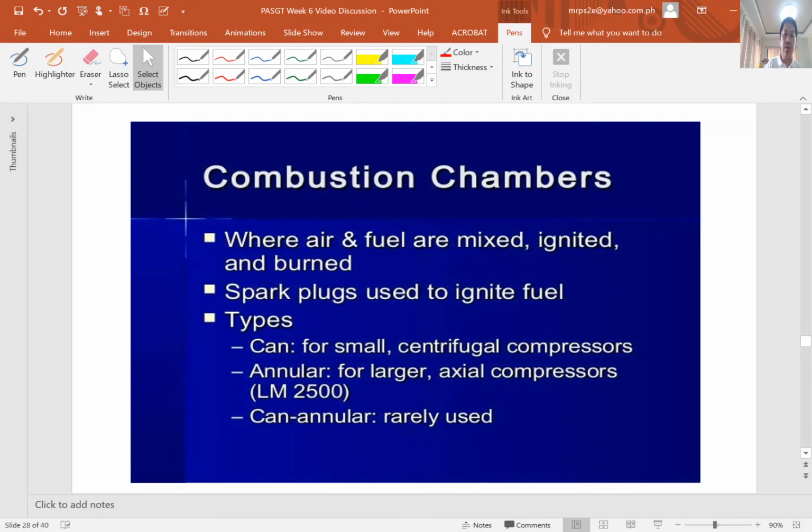Combustion chambers: this is where air and fuel are mixed, ignited and burned, with spark plugs used to ignite the fuel. So we have the types: can for small centrifugal compressors, annular for larger axial compressors. Can-annular is rarely used. It is a combination of the can and annular combustion chambers.